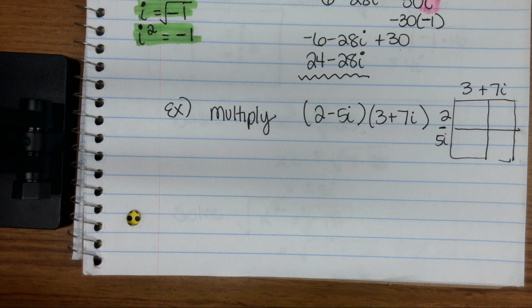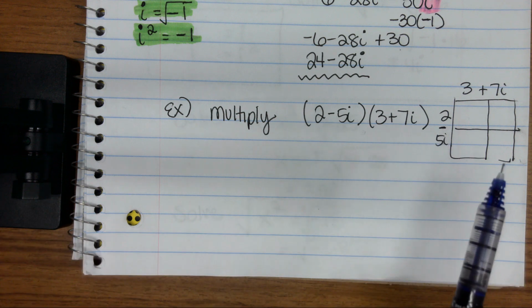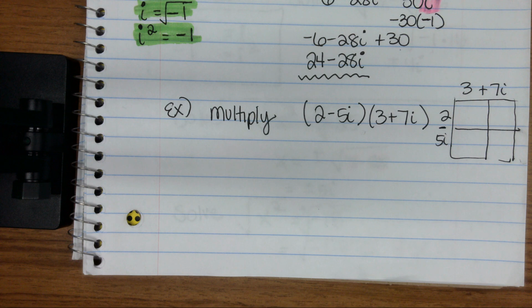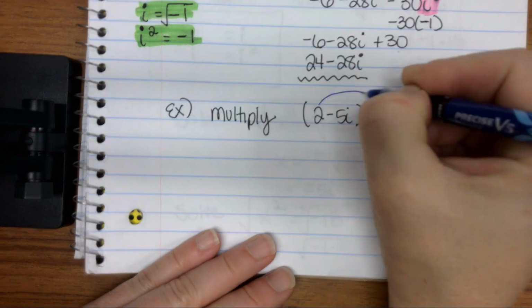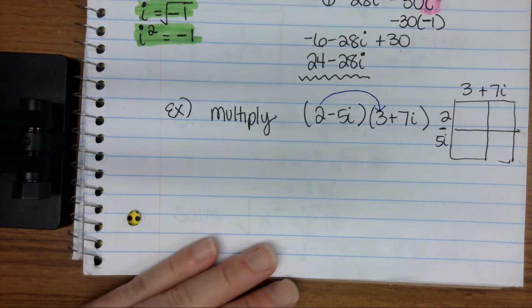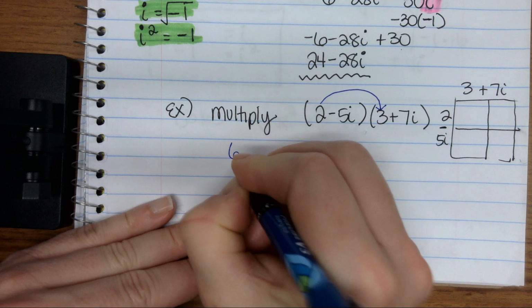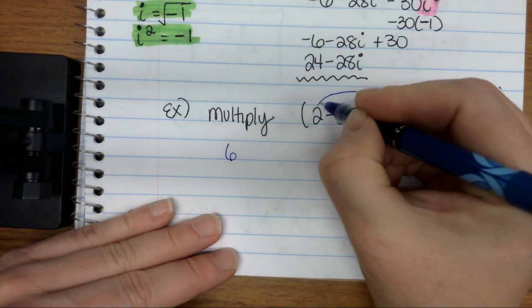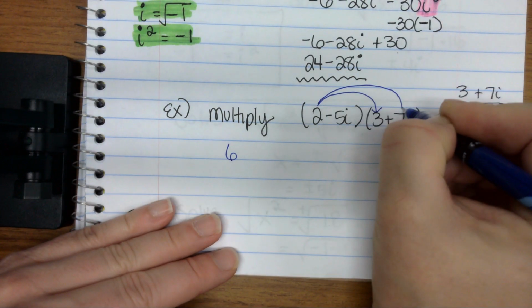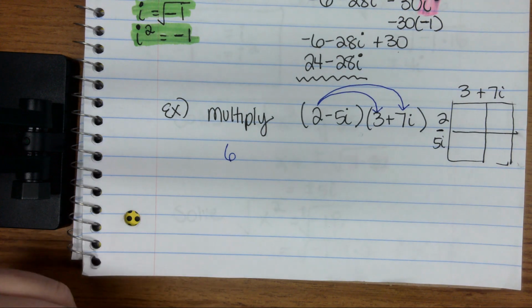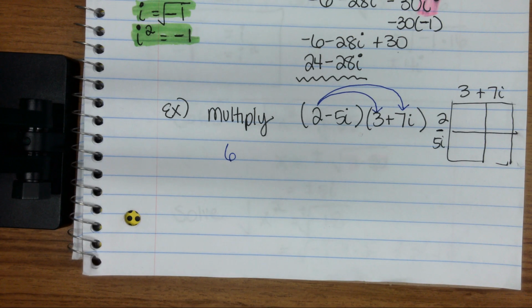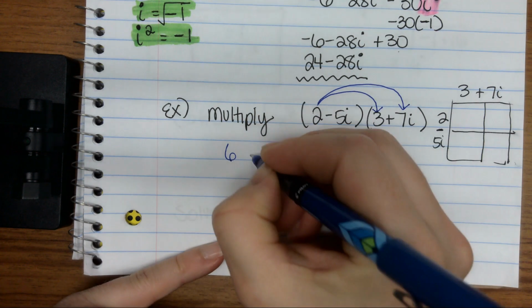Multiplication, just a reminder, we called this FOIL to remember the 4 things. You have to do the firsts, which means I have to do 2 times 3. And what is 2 times 3? 6. And then we have to do this 2 by the 7i. We call that doing the outsides of the parentheses. 2 times 7i is plus 14i.